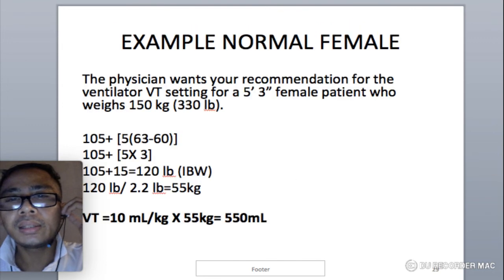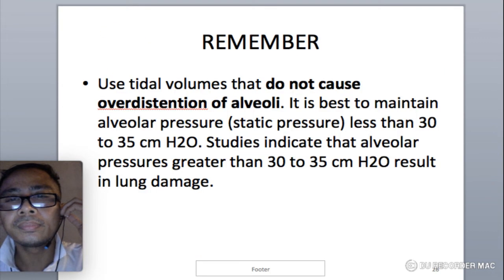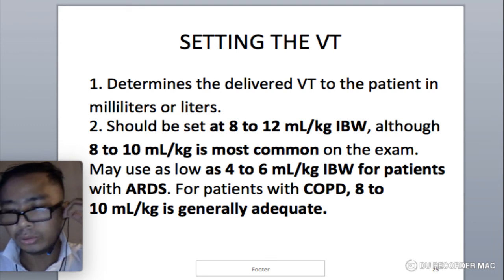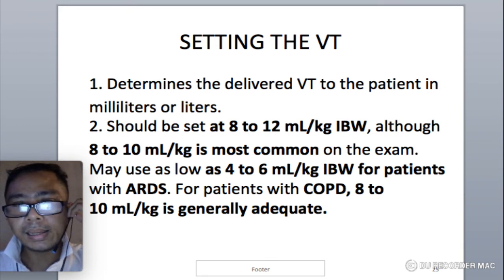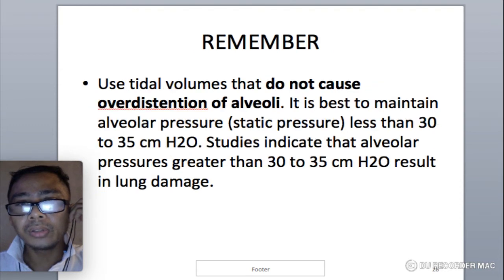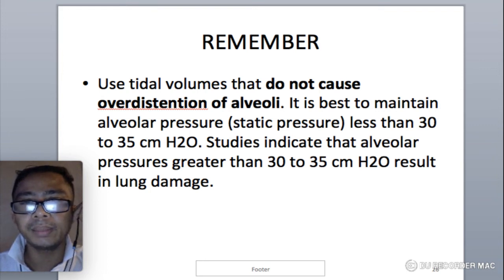So, for children, iba yun, no? So, this is the guidelines for the tidal volume. So, you need to compute that in milliliters per kilogram. That should be based on a lung condition. So, use the tidal volume that does not cause overdistension of the alveoli. So, pag bigger, it will damage your alveoli. Yun ang ibig sabihin niya.